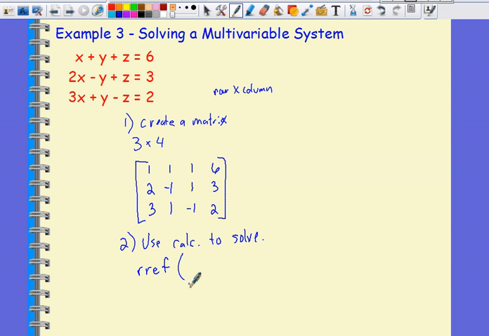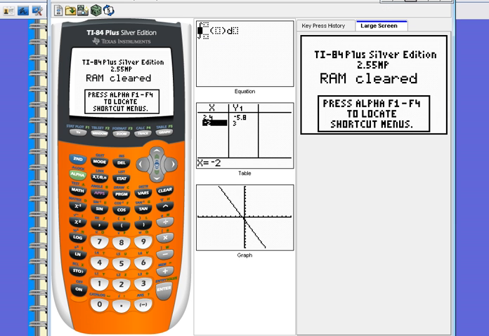Make sure you cleared it so that everything is normal. If you go to second x to the -1 power, you see what it says in blue? Matrix. And then I'm going to go to math. If you go all the way down to, I believe, letter B, you see how it's RREF? That's the reduced row echelon form. So you're going to press enter on that. And then it's going to say, okay, give me the matrix.